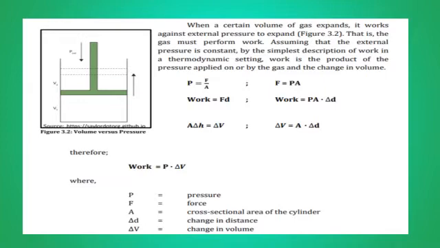We have the equation work is equal to P multiplied by delta V, where P is equal to pressure, F is equal to force, A is equal to the cross-sectional area of the cylinder, delta D is equal to the change in distance, and delta V is the change in volume.